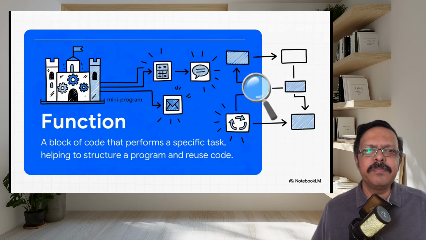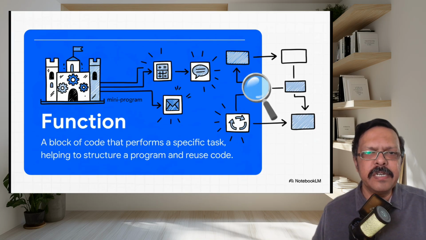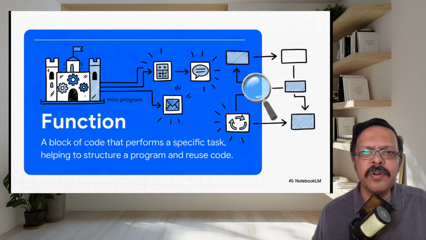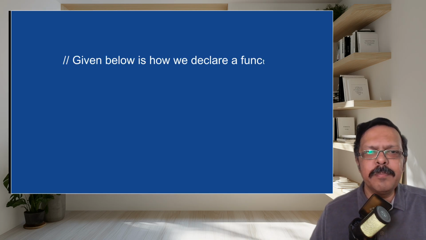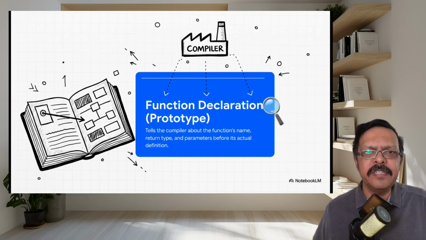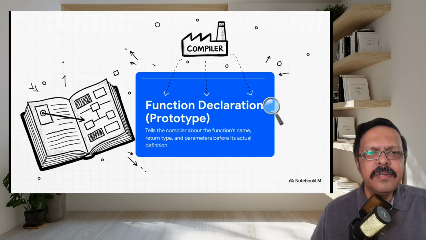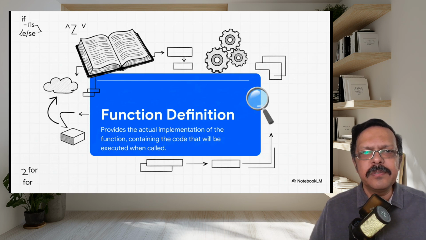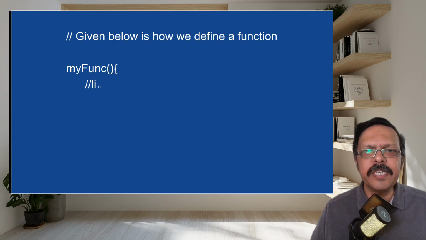So let's look at a function prototype. Before using a function, C requires that you declare it. This declaration, also called a prototype, is like telling the compiler, hey, this function exists. You will see it later. Right now you haven't seen it, but it will be coming soon. Then we have the function definition. This is the actual code, the logic of what the function does. So it is basically the chapter that fulfills the promise made by the prototype.